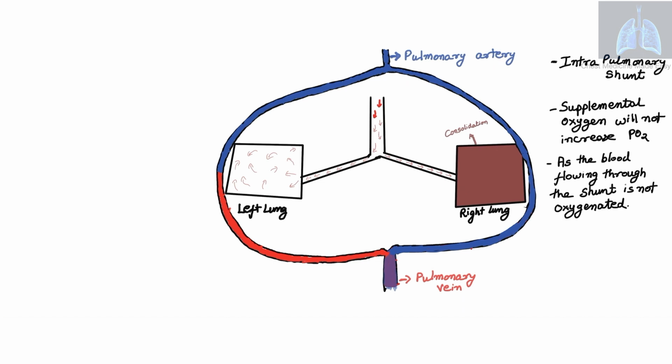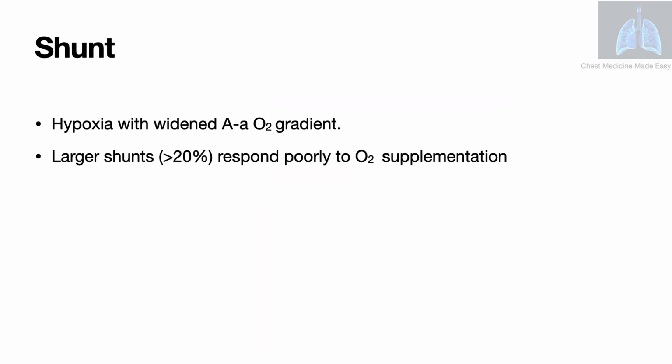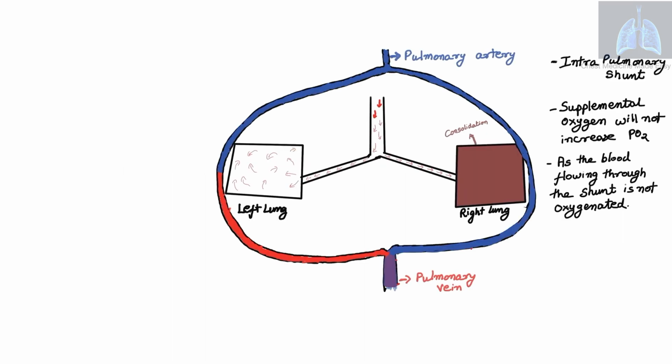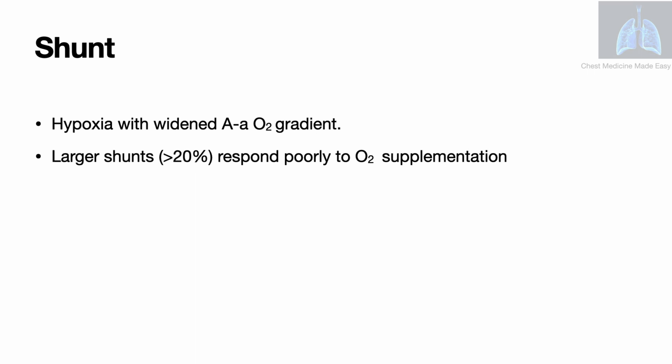And you can notice here, no matter how much oxygen you would give this patient, the blood flowing through the right lung remains deoxygenated. So supplemental oxygenation will not increase the partial pressure of oxygen. So again, a shunt is hypoxia with the widened AaO2 gradient, and larger shunts, especially more than 20%, respond poorly to oxygen supplementation.